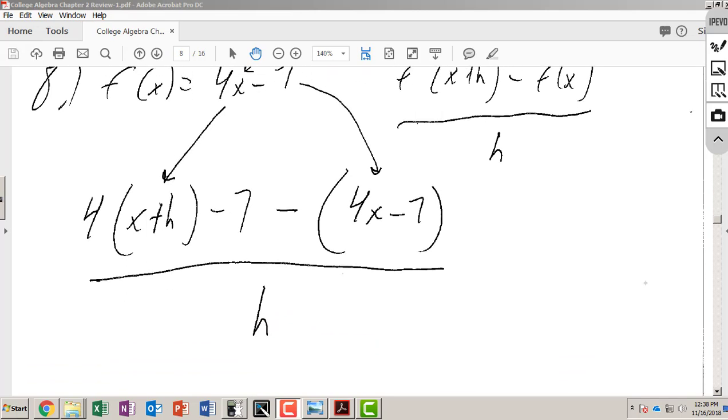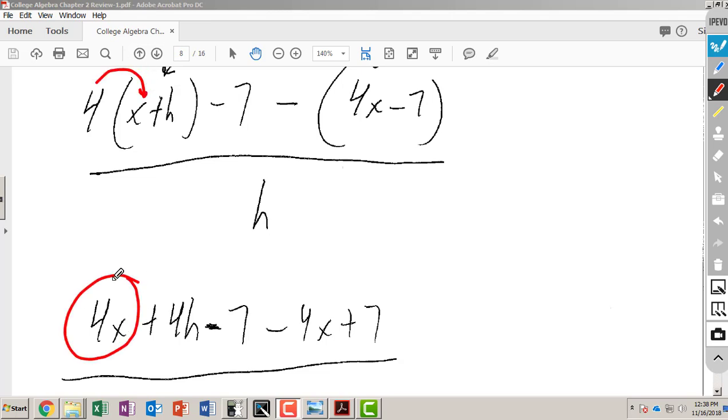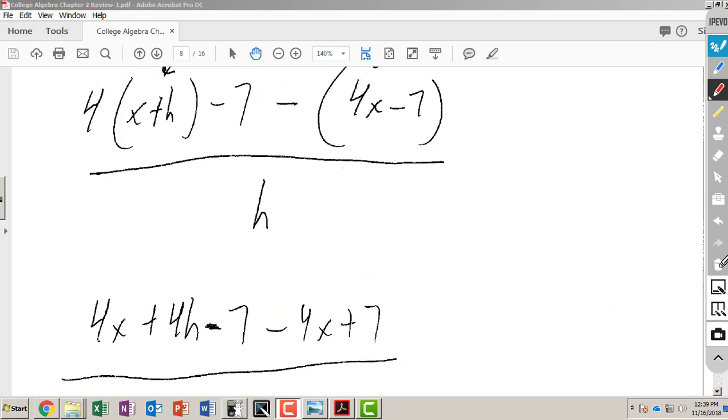So simplifying this down now, you're going to remember that if I do it correctly, everything's going to cross out except for those terms that have h in them. So to simplify this, I'm going to go ahead and distribute. So notice to distribute this, I take 4 times x, and that's going to give me this 4x right here. I take 4 times h, that gives me the 4h, and I'm still left with my minus 7. And then I'm going to distribute this negative on through, so this is going to be negative 4x, and a negative times negative 7 is going to be a positive 7. So when I simplify my numerator, I get 4x plus 4h minus 7 minus 4x plus 7.